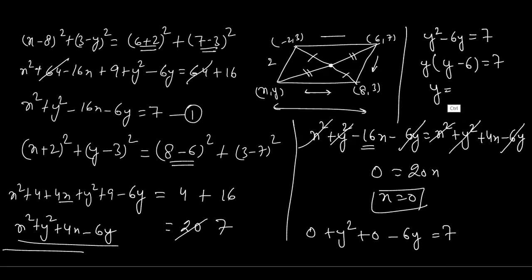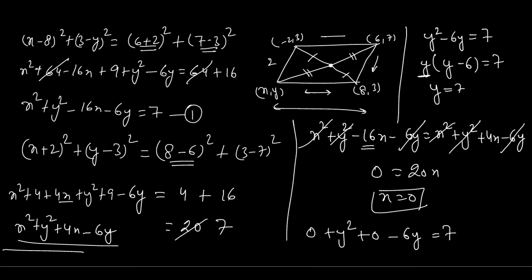Okay, so how can you get this number as 7? Simply by saying that either y is equal to 7, or y minus 6 is equal to 7. You can put these equations with any number here. So you have to equate the two equations by 7.